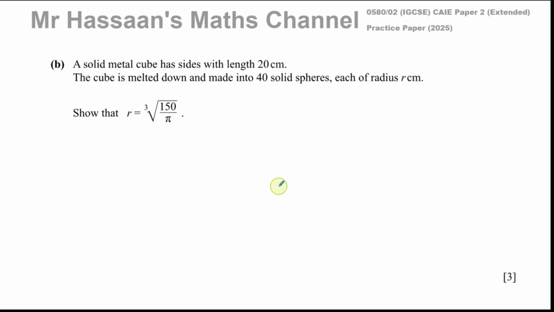The cube is melted down and made into 40 solid spheres, each of radius r centimeters. Show that r equals cube root of 150 over pi. So basically all of the metal cube is melted down and made into these spheres. So we can say the volume of 40 spheres is equal to the volume of the cube.